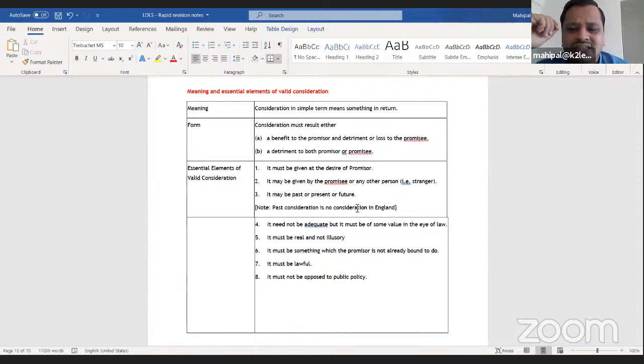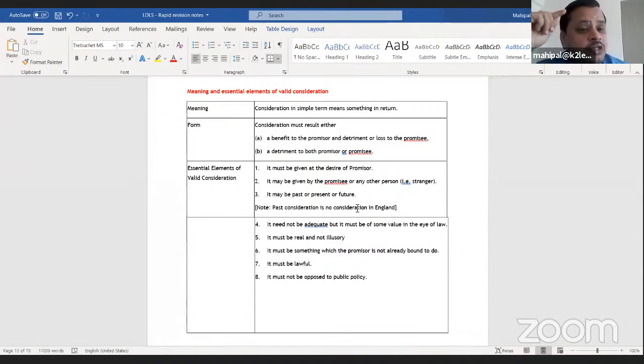Chinnaya versus Ramaya is not for that, beta. Chinnaya versus Ramaya is for consideration may be given by promisee or any other person on their behalf. Correct? Anyhow, it must always move at the desire of the promisor. If the promisor has not given his willingness, and the other party does it, he is not liable to pay.